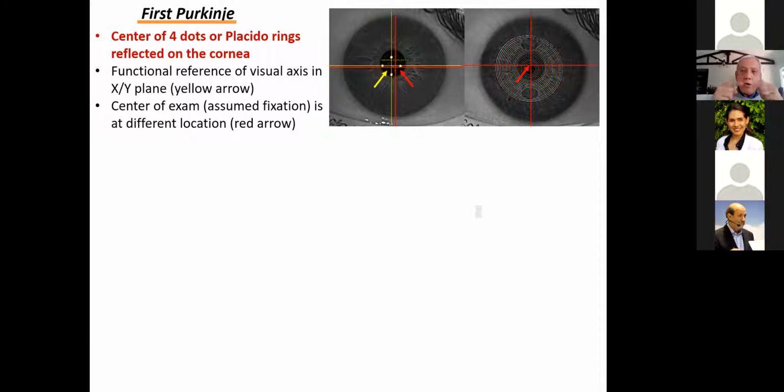Devices like you are going to hear in next webinars do not have reflection from the cornea. So I don't know how they discover where the Purkinje is, because the center of the 2 red crosshairs here is not the Purkinje, it's the line of fixation, which is not necessarily the same as the line of sight.